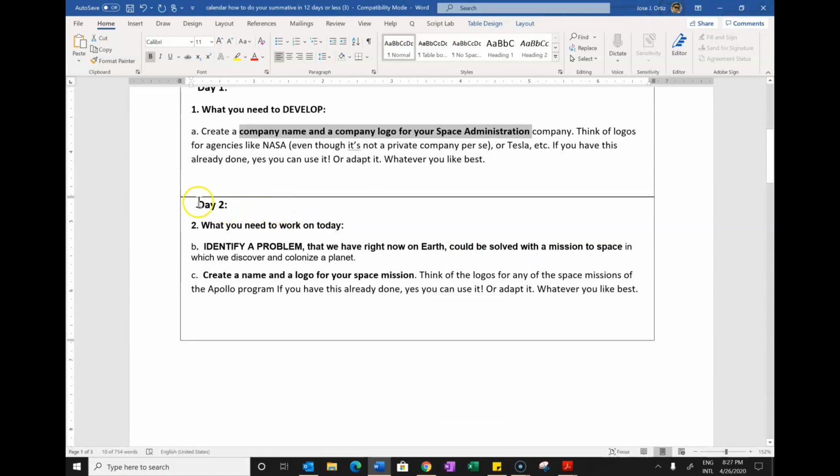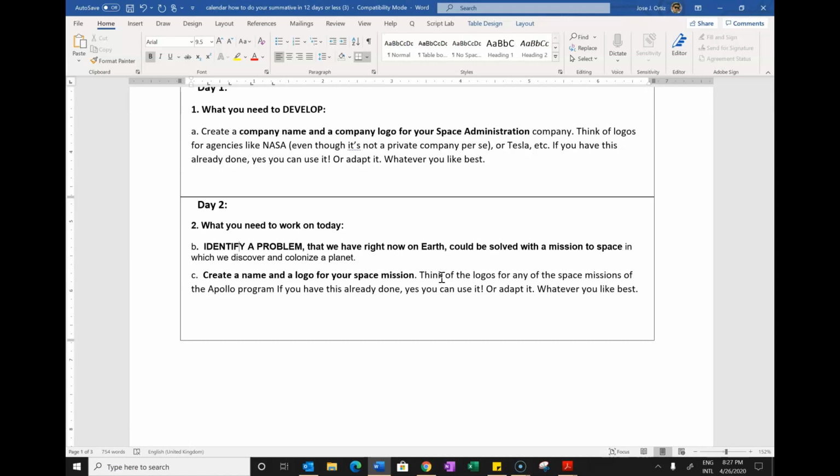Now, for day number two, what I'm asking you to do is identify a problem that we have on Earth which could be solved with a mission to space in which we discover and colonize a planet, and create a name and a logo for your space mission. Again, this ties in with what we did before. So if you have the logo for the mission, that's fine. Remember that a logo for the space agency is one thing, the NASA logo, and the logo for your mission is another.